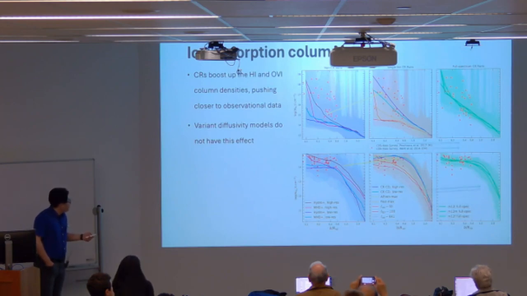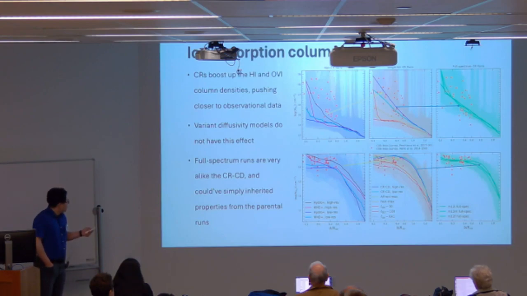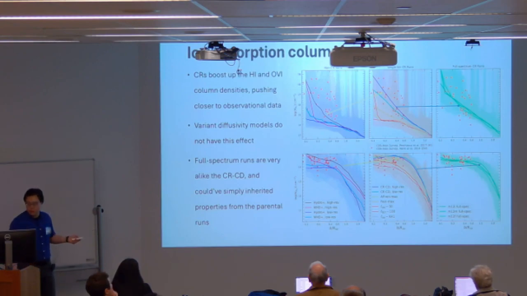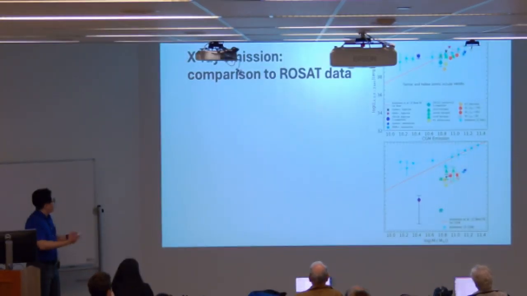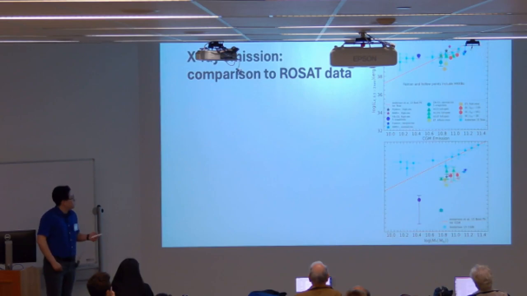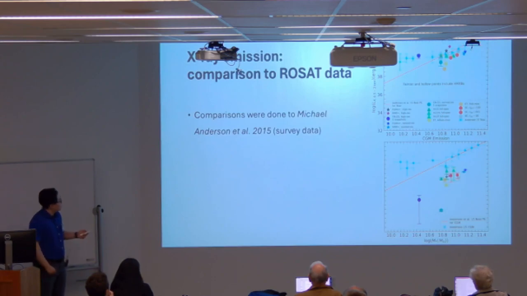Going from the middle panels to the right panels, we saw the two spectrum runs are very alike the constant diffusivity cosmic ray runs, regardless of the galaxies they're residing in. And this is because they restart from constant diffusivity runs from redshift 0.05, and we could have just simply inherited everything from the original runs. And then we went to the X-ray emission comparison. We first compared to the data from the ROSAT survey as appearing in Anderson et al. in about 2016.